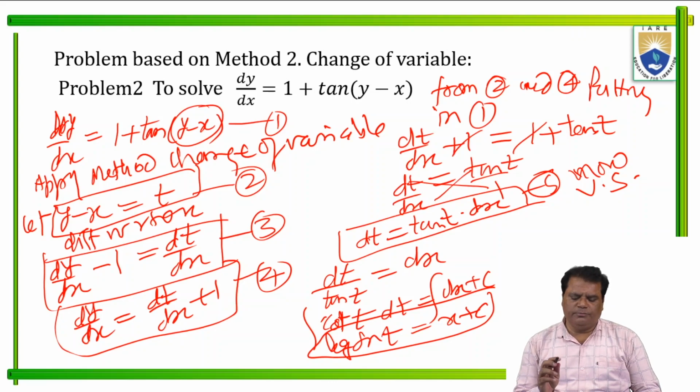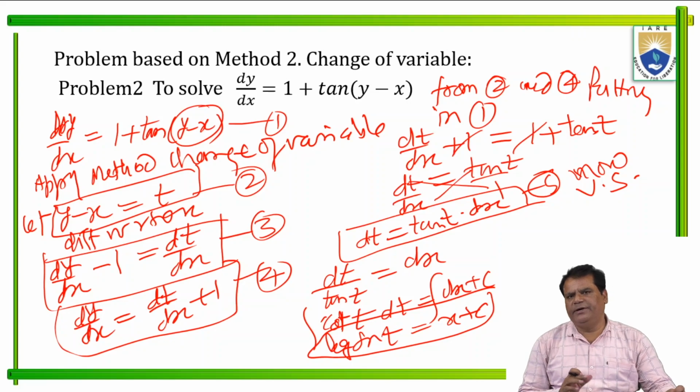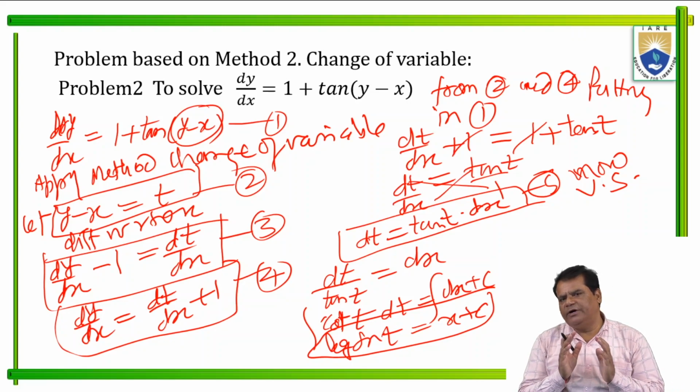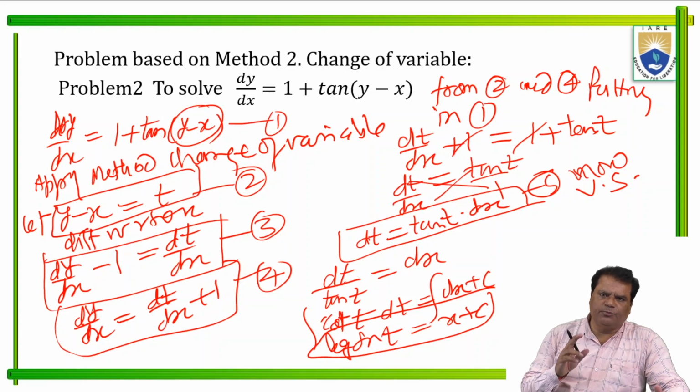This is the problem solved with the help of change of variable. Change of variable means that in place of several variables, we consider them as a single other variable. Suppose here it is y minus x. Here it is 1 plus tan x, but not tan x. Here it is tan of y minus x. So y minus x is considered equal to t. Then this function is converted into the single variable t.